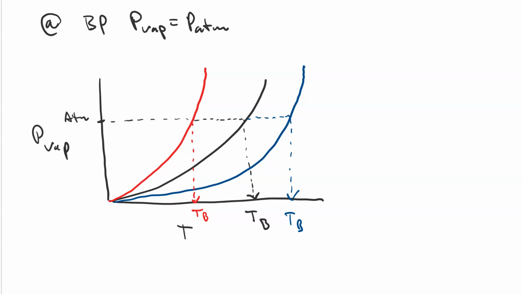So when you have a high vapor pressure, that means high volatility. And that's just a measure of the tendency to evaporate. Having a low vapor pressure, that means low volatility.